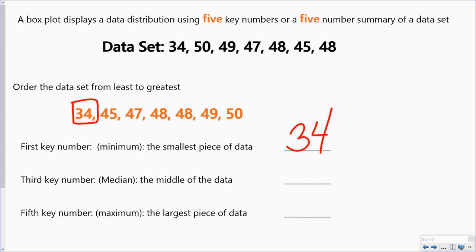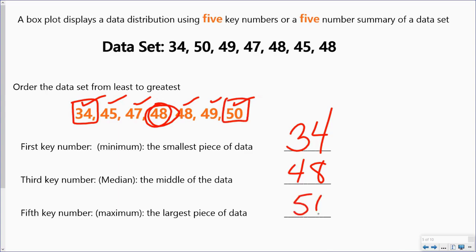Our third number that we're going to need is the median. Remember, when we find the median, we work our way towards the middle. So if I'm crossing off numbers, one from each side, the next, and the next, it looks like 48 is my middle amount. So I would put 48 for my median. The fifth key number is the maximum, which again is the largest piece of data, and that is here at 50. Those numbers we already know how to find.